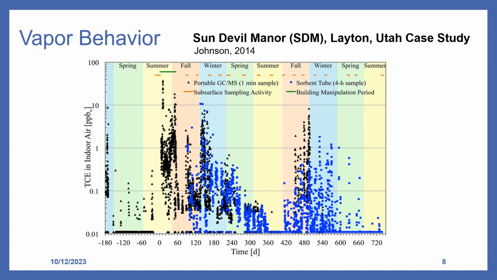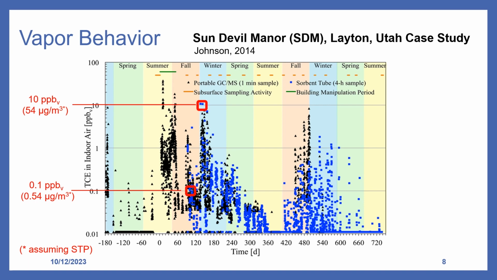So the question I have for you all as you look at this data is, what if this building was sampled for indoor air just once? What conclusion would we draw if we got a 0.54 micrograms per cubic meter value? What conclusions would we draw if we got 54 micrograms per cubic meter, considering our short-term action levels of 2 micrograms per cubic meter for TCE for residential scenarios?